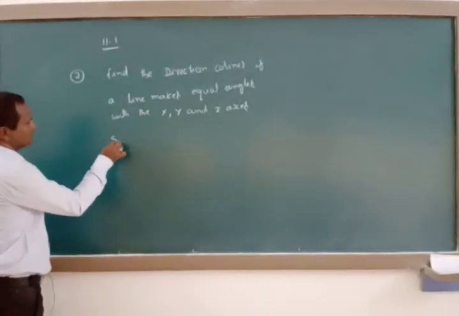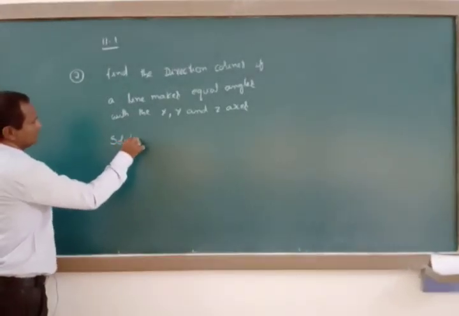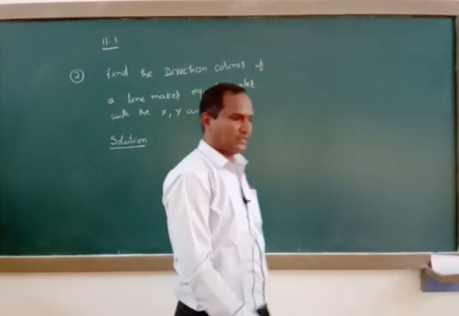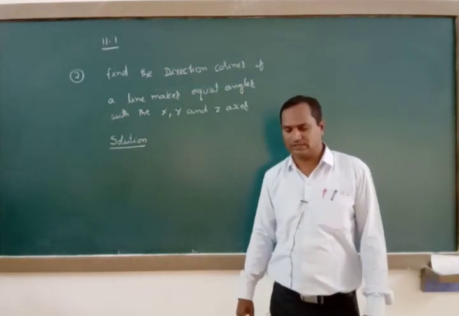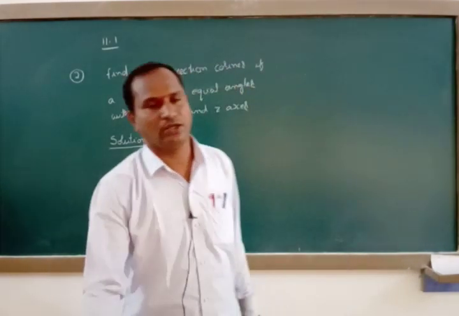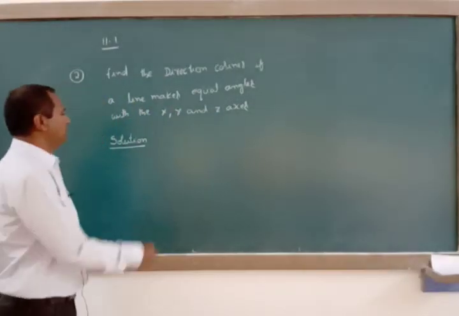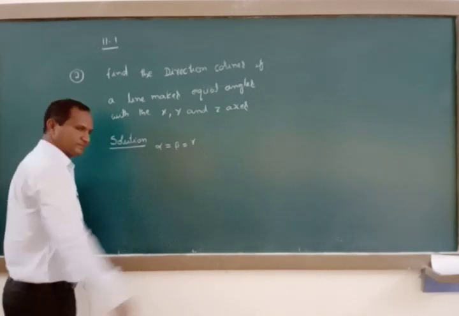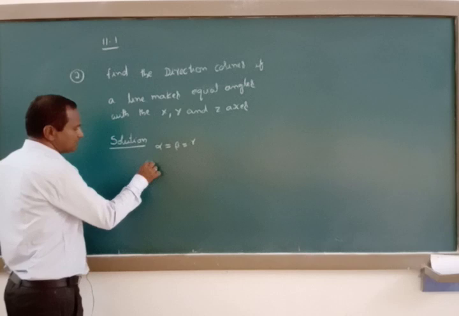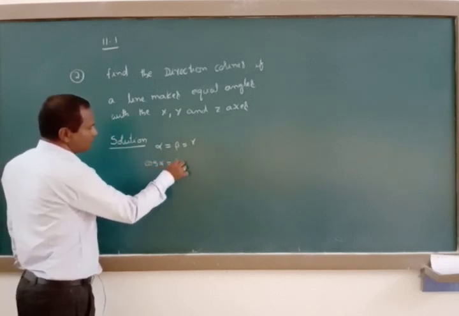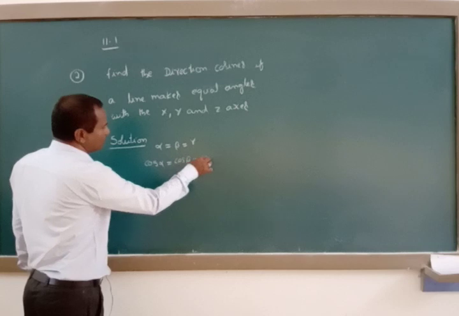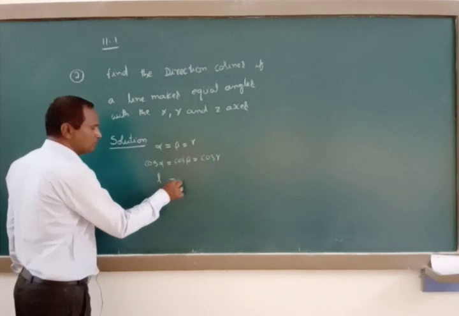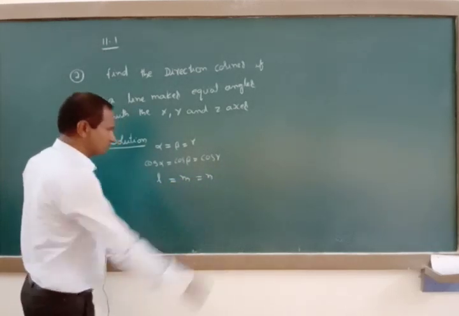Solution for this question: the line is making all three angles, and they must be equal. Based on that condition we can take those three angles as equal, alpha is equal to beta is equal to gamma. Then with respect to the cosine function, cos alpha is equal to cos beta is equal to cos gamma, or you can represent them with letters, l is equal to m is equal to n.